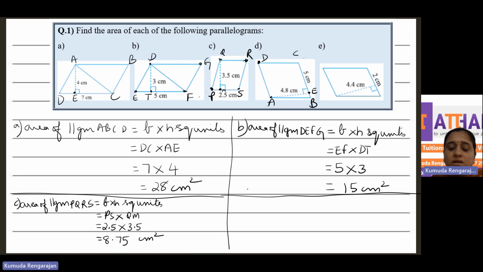Now tell me the formula. You should start like this. Area of parallelogram ABCD is equal to base into height square units. Very good.